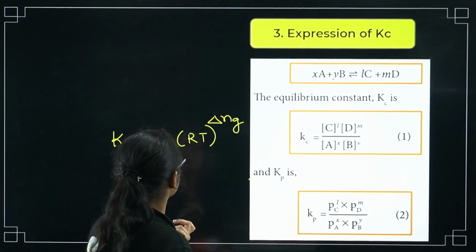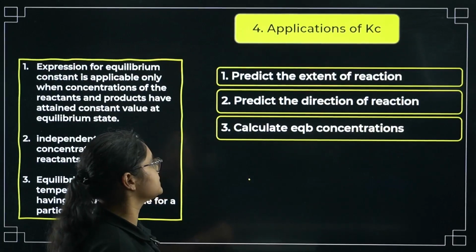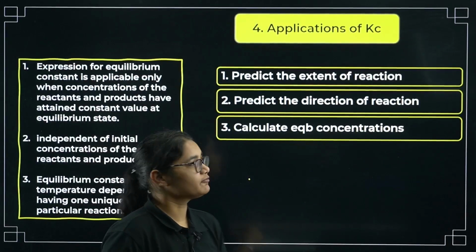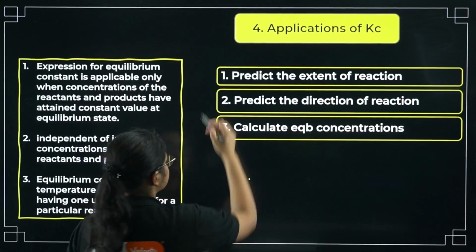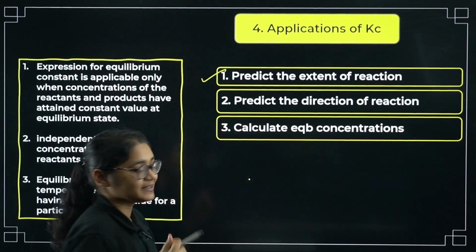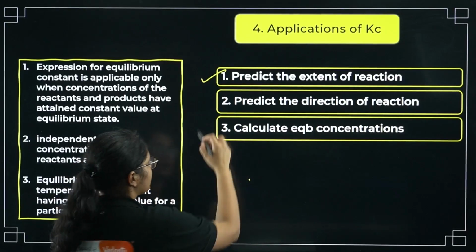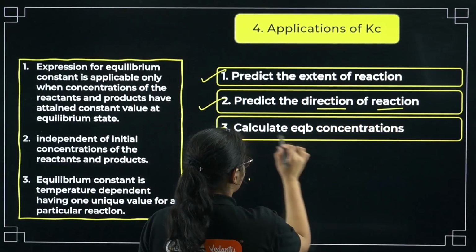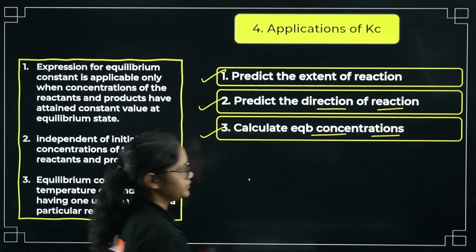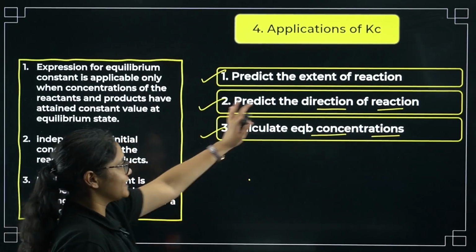Okay, fine. Next we have applications of Kc. So what are the different applications of Kc? The first one is to predict the extent of the reaction. The second one is to predict the direction of the reaction. The third one is to calculate the equilibrium concentrations. Okay, so what is this extent of reaction?